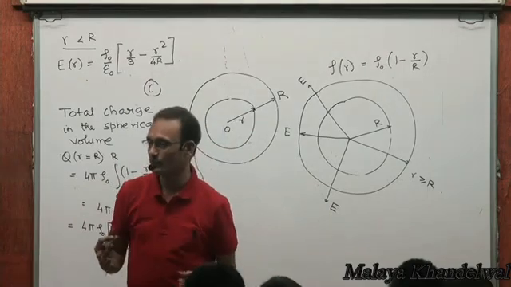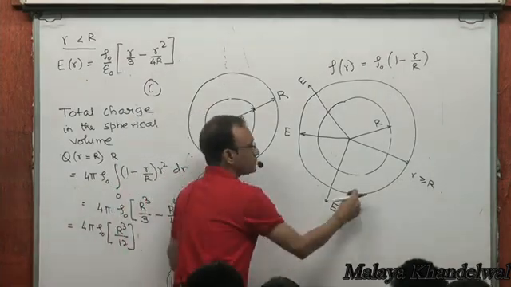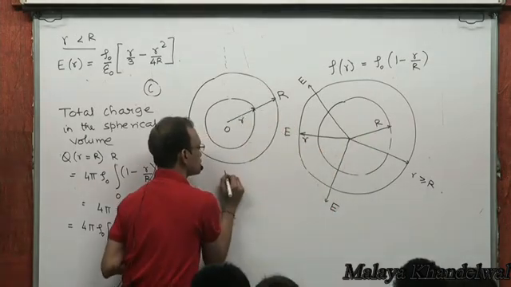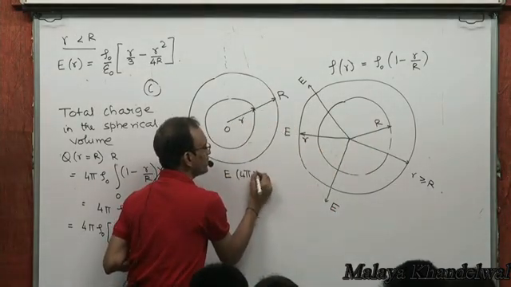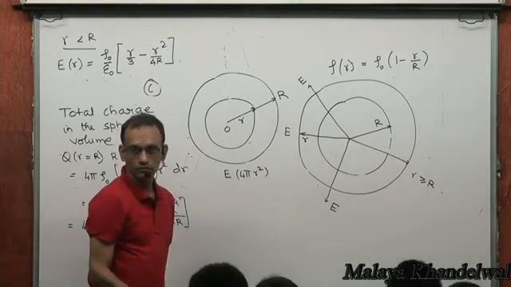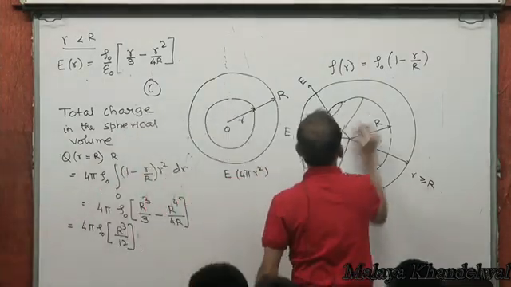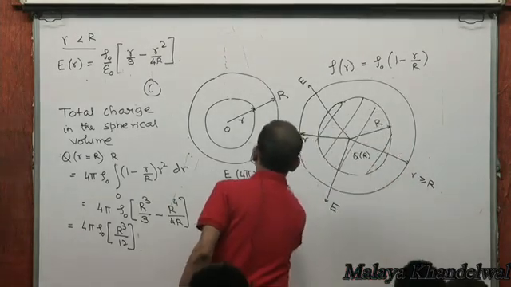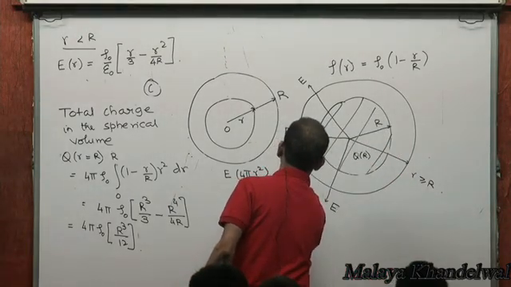Yes or no? Yes. So then, if this surface is of radius small r, the flux through this is E into 4 pi r squared. And that must be the same as the total charge enclosed inside this, which is Q at r by epsilon naught.